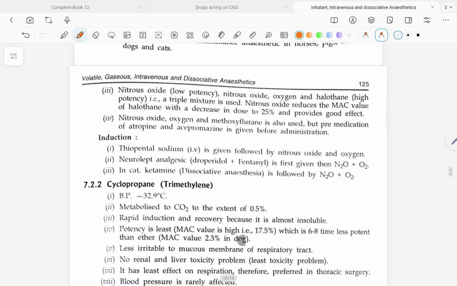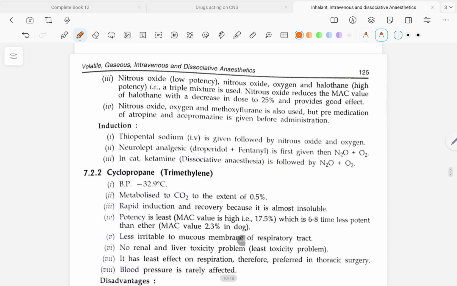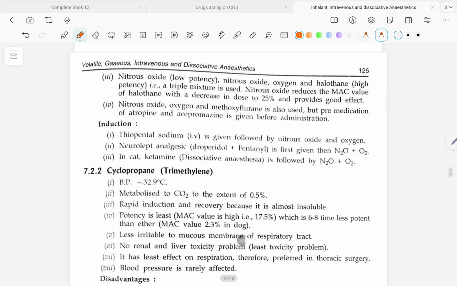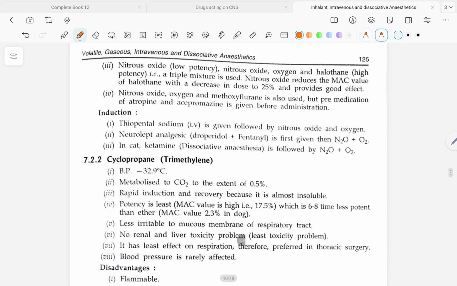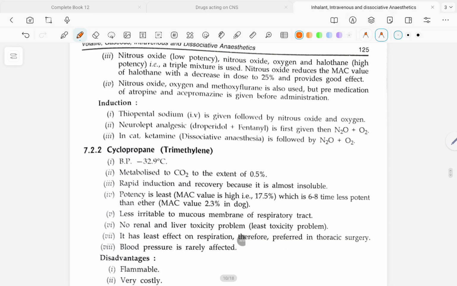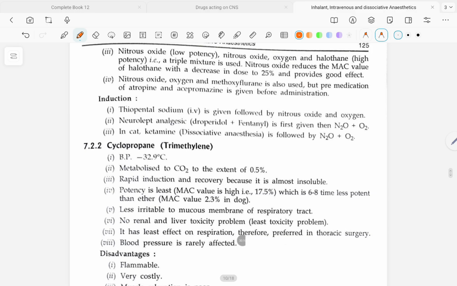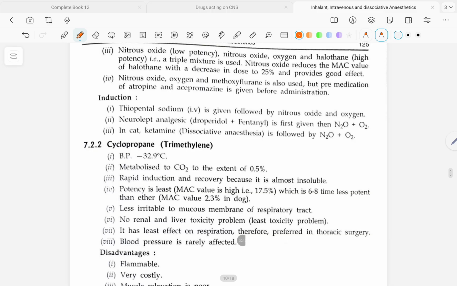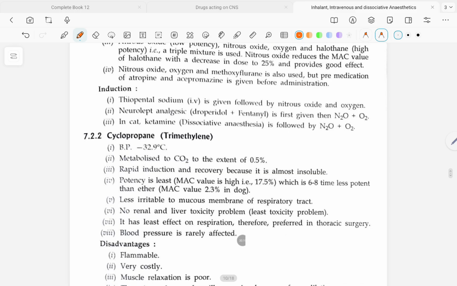Nitrous oxide, oxygen, and methoxyflurane is also used, but premedication of atropine and acepromazine is given before administration. For induction, thiopental sodium IV is given, followed by nitrous oxide and oxygen. With neuroleptic analgesia, droperidol plus fentanyl is first given, then N2O plus O2. In ketamine dissociative anesthesia, it is followed by N2O plus O2.